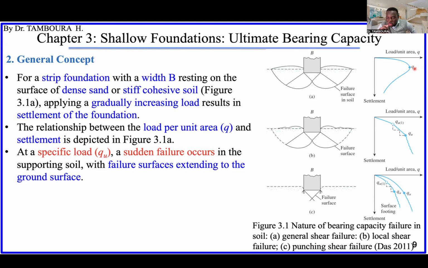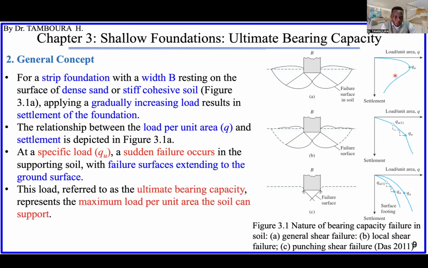So this QU is what we are calling here the ultimate bearing capacity, because when the load per unit area reaches this point, a sudden failure occurs in the ground. And you can see this kind of thing, failure extending to the surface. So this is the physical meaning of ultimate bearing capacity.